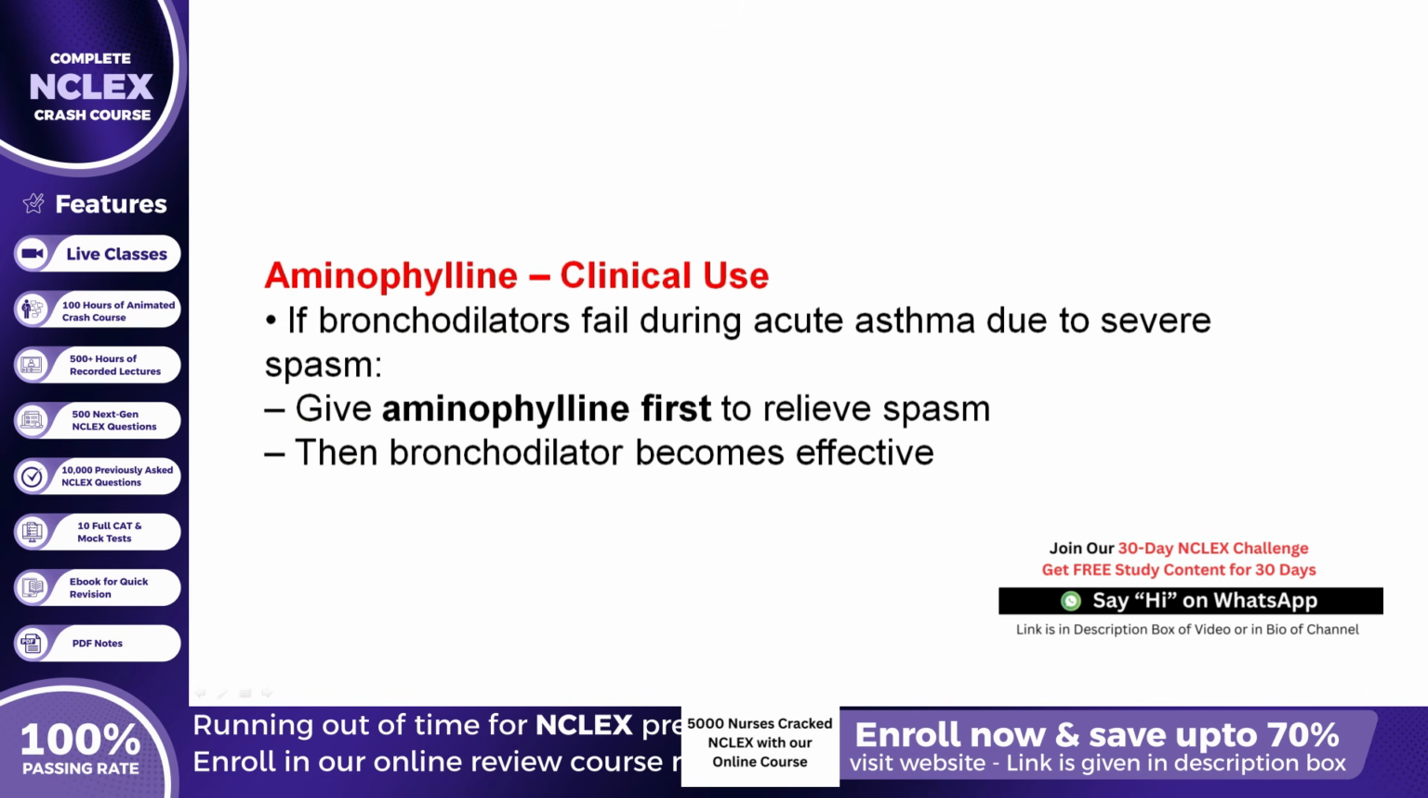Finally, let us understand the clinical use of aminophylline. If bronchodilators fail during acute asthma due to severe spasm, then we give aminophylline first to relieve the spasm. Once the spasm relaxes, the bronchodilator becomes effective.